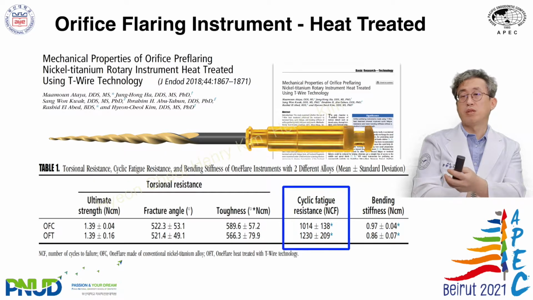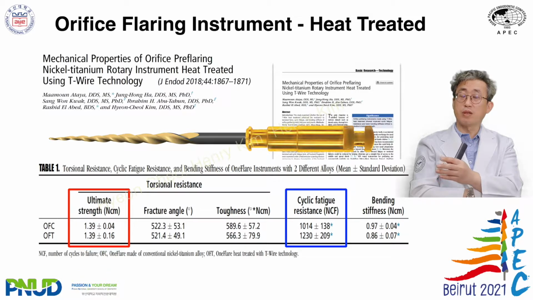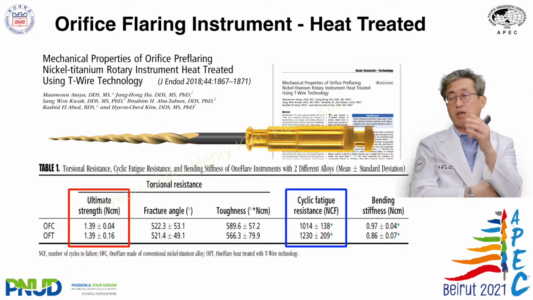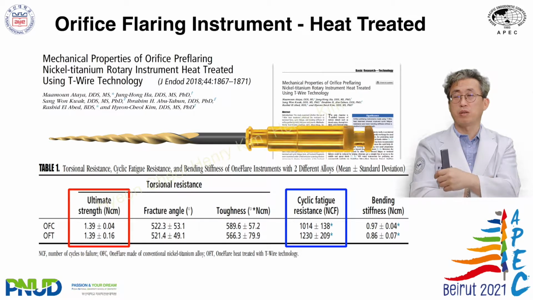When we evaluated the new One Flare made of T-wire, the cyclic fatigue resistance was increased and the torsional strength was not decreased, although with the higher flexibility. Usually, when the instrument has higher flexibility and higher cyclic fatigue resistance, sometimes the torsional resistance goes down, but this One Flare still has good torsional strength as well as higher cyclic fatigue resistance. These are good properties for our clinical use.